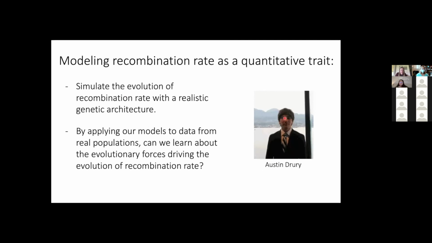And I also wanted to highlight another project that my graduate student, Austin Drury, is working on, which I think he's getting some pretty cool results, which is modeling recombination rate as a quantitative trait. And the idea behind his project is that if we can simulate the evolution of recombination rate with realistic genetic architectures, like multiple genes and a strong component of environmental variation, we can apply these models to data from real populations and learn about these different hypotheses or different ways in which evolution may be acting on recombination rate.